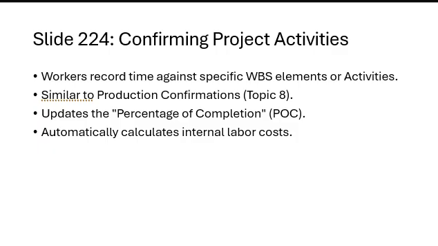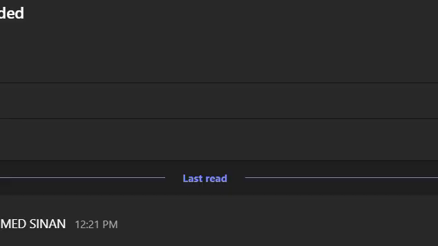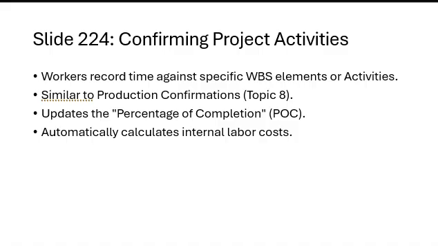Confirming project activities. Workers record times against WBS elements or activities. This is a similar process to the production confirmation discussed earlier. It updates percentage of completion for project tasks automatically, calculates internal labor cost, and ensures progress is recorded in the system correctly.